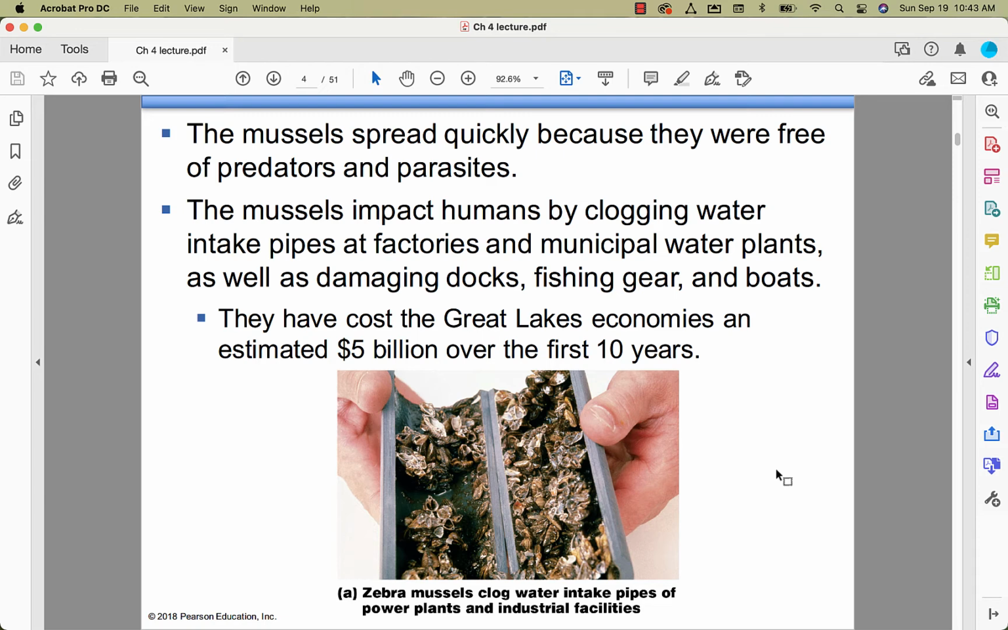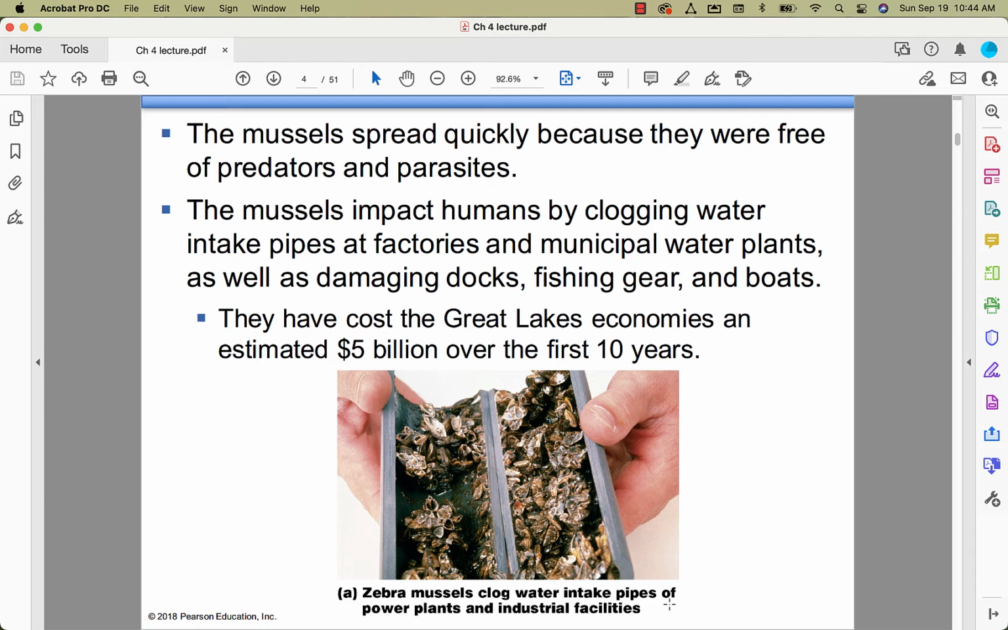For humans, the picture at the bottom here is a water intake pipe from a power plant or an industrial factory. There's a lot of industry all around the Great Lakes. So these things will get into every possible nook and cranny and just settle. Mussels are sessile. Okay, so they attach to the bottom or whatever surface they can find with byssal threads.